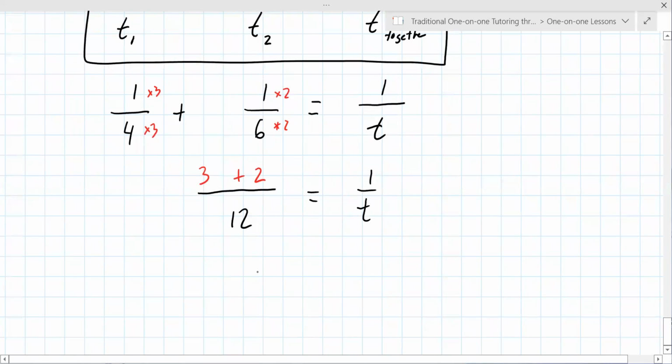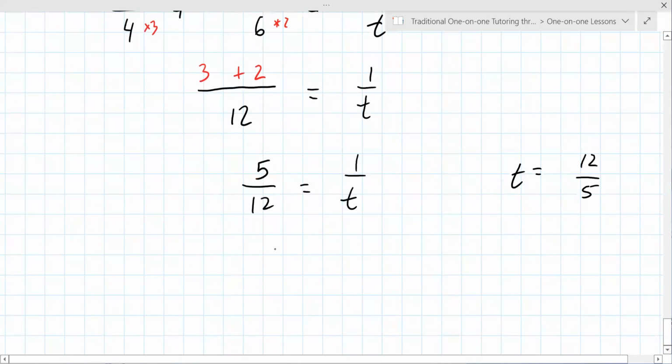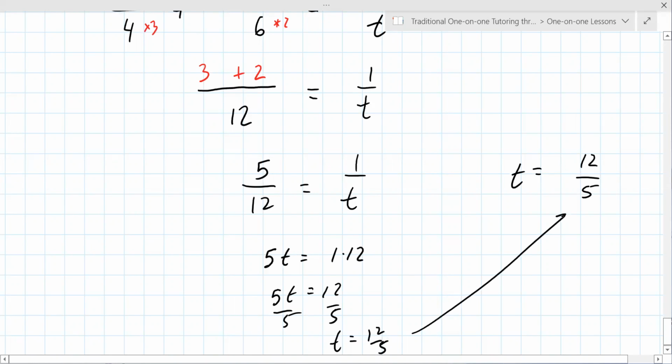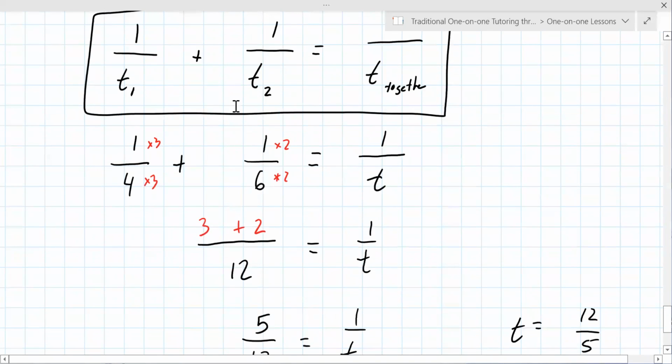Okay, so this is 5 over 12 equals 1 over t. And this is one of those shortcuts in the SAT. The answer is that t is the reciprocal of the left side, 12 over 5. But if you don't like that, you can cross multiply here. 5 times t equals 1 times 12. 5t equals 12, divide by 5, and you get the same thing. Okay, so we did one problem here, but this thing I showed you always works.